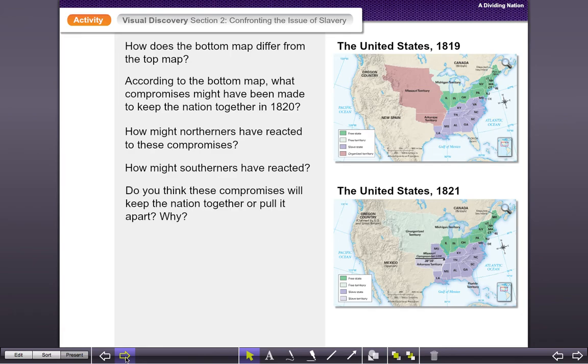Do you think these compromises will keep the nation together or pull it apart? So now you have to do the thinking here. Do you think this is going to keep things together, or do you think this is going to pull it apart? And be able to explain why. Look at the maps, analyze what you read. You'll have no problem answering these questions.